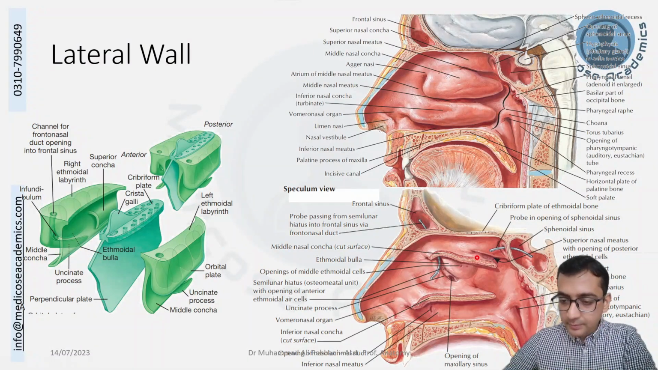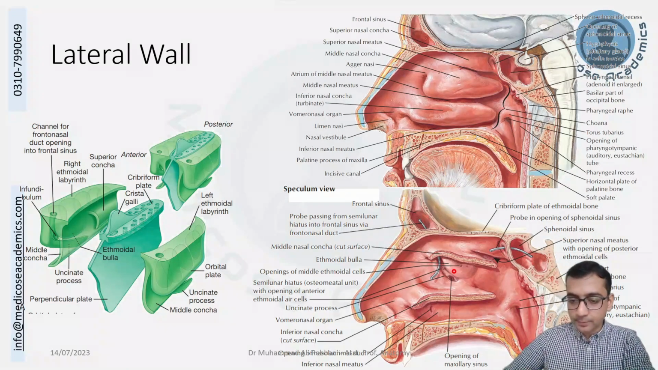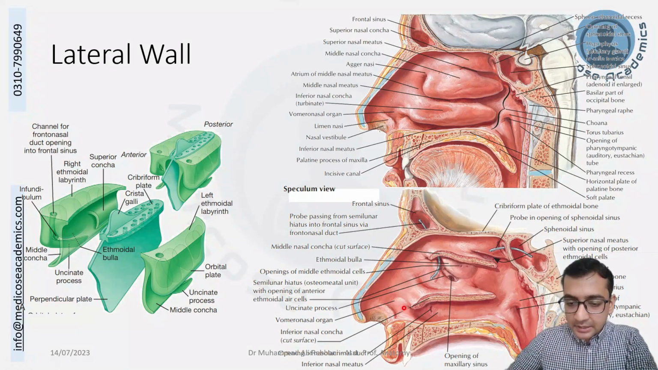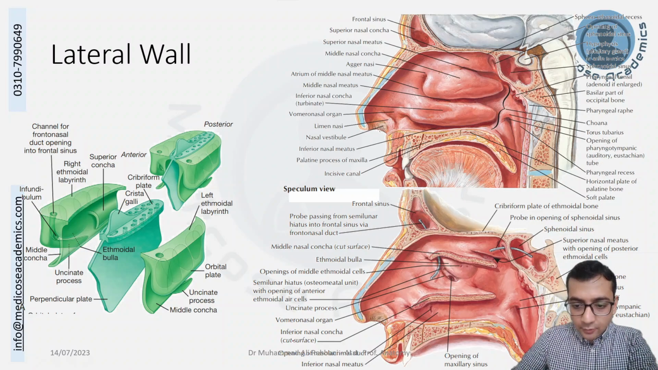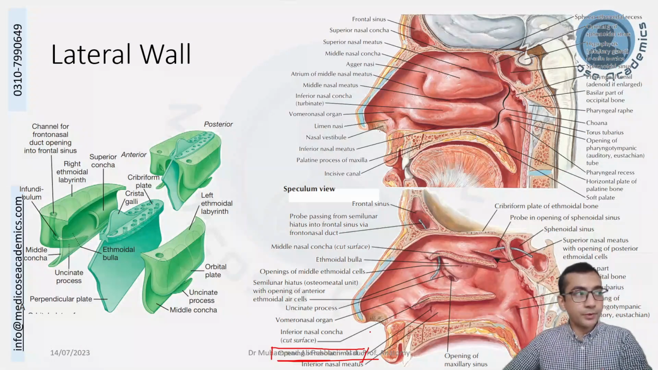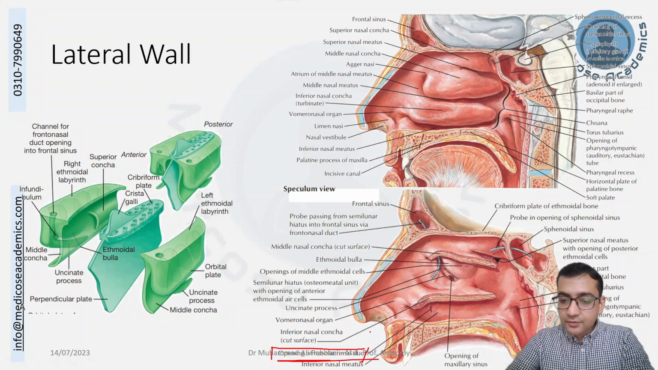This is the superior meatus. Let's get done with the inferior meatus first, then we will go to the middle meatus. It is a very big topic. The inferior meatus contains one very important opening, the opening of the nasolacrimal duct. The tears, the secretion from the lacrimal gland, move through the orbital cavity, through the lacrimal canal into the lacrimal duct, and it opens here.